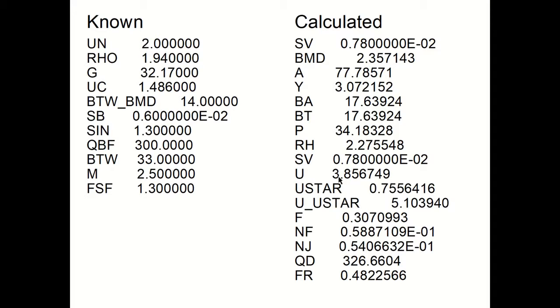Average velocity, 3.86 feet per second. U star, 0.76 feet per second. U over U star gives me a ratio of 5.1, a Darcy-Weisbach friction factor of 0.31. And then you see Manning's roughness coefficient calculated by two different means. We have 0.058, 0.059, and 0.054. That's very close. And for this size riffle, it would have a design capacity of 326.66 cubic feet per second. Now that's more than 300.